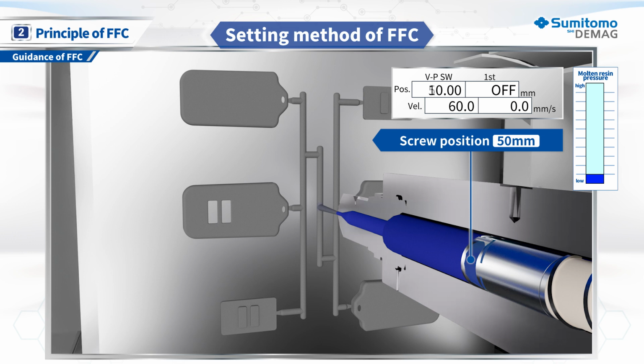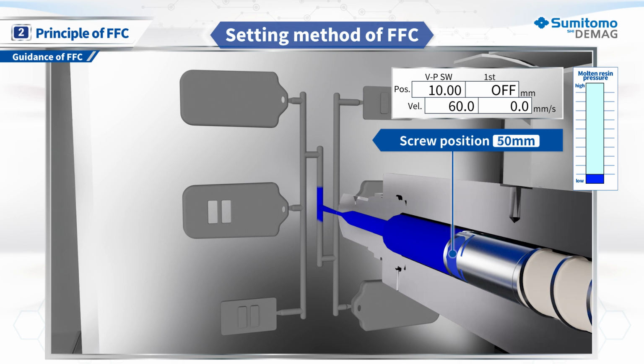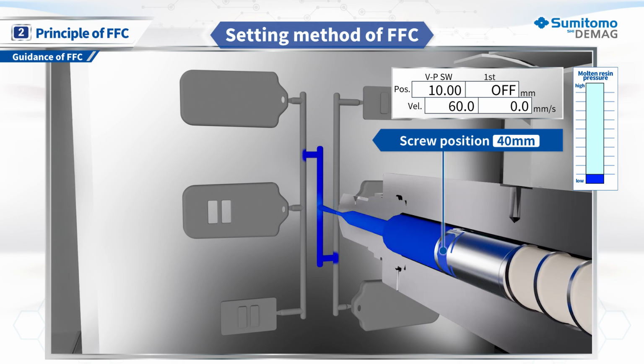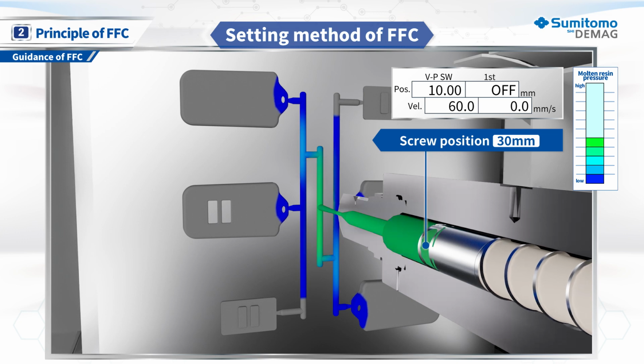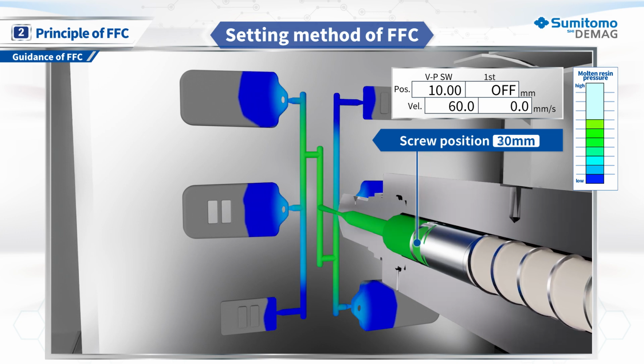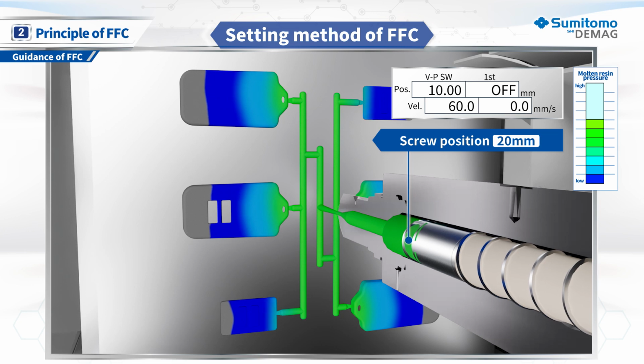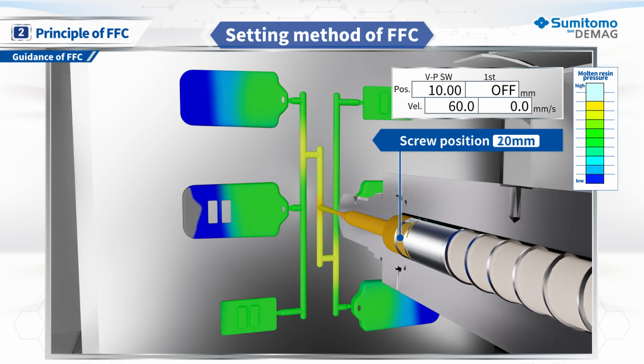However, what happens when it is filled using the viscoelasticity of the resin, like the FFC, the method we introduced earlier? The FFC function does not move the screw, but stops it completely for a certain period of time.